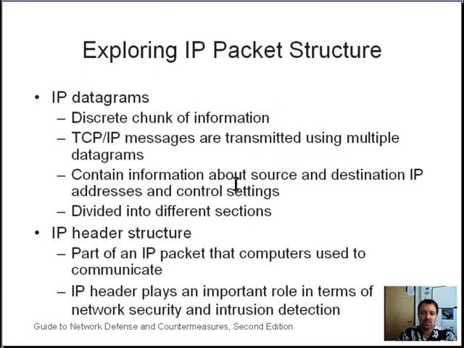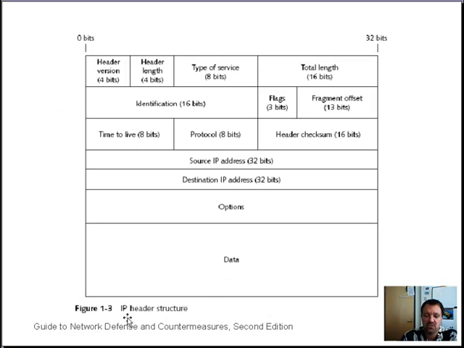Each IP datagram or packet contains information about source and destination IP addresses, and control settings, as we'll see shortly. Each of these is in a header section, and this header is divided into different sections. Each IP header structure is part of an IP packet that computers use to communicate, and it plays an important role in terms of network security and intrusion detection. So if we go here, notice this is an IP header structure. Well, there's also a TCP header structure as well, as you will see.